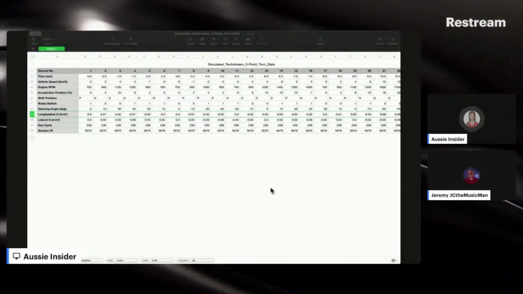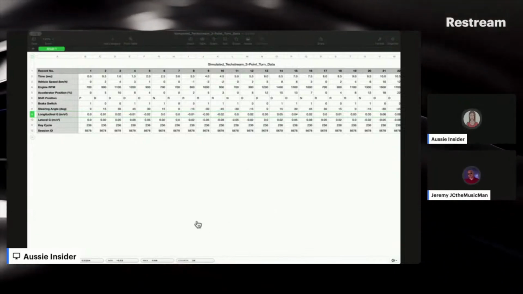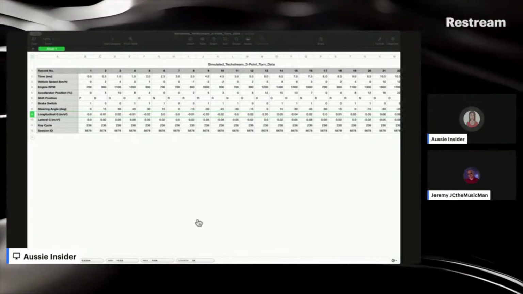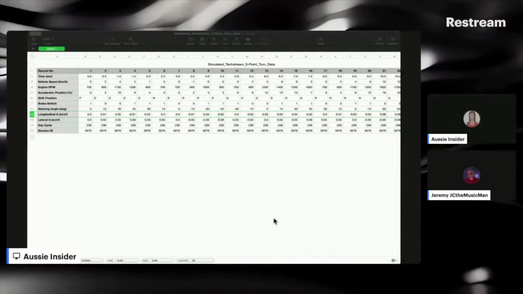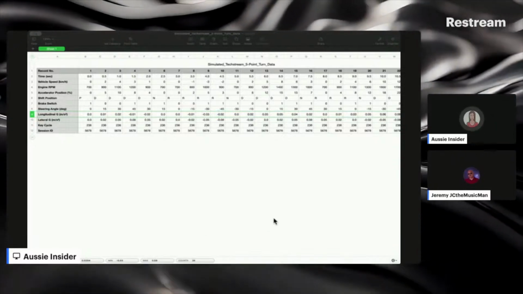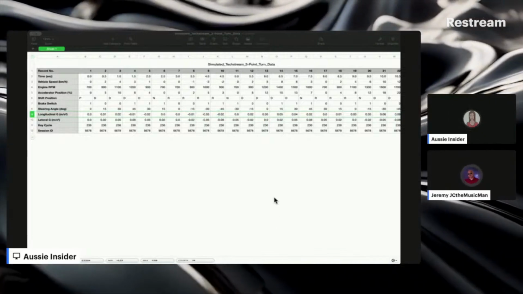Oh, you're not even seeing my data on the screen? No, I can see it. Oh, you can. Well, yeah, it looks amazing. Okay, I'm not seeing the data at my end. I don't know why that is.